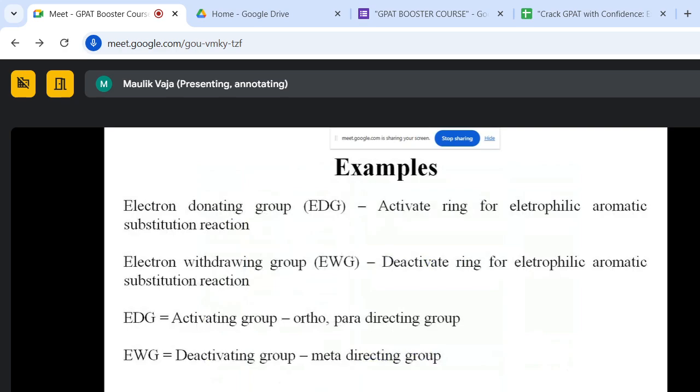So just remember this thing. You have to remember this order. If the directly attached atom has high electronegativity, then it will be electron donating group. If the directly attached atom has low electronegativity or a positive charge, then it will become electron withdrawing group. Okay, are you getting any doubt?